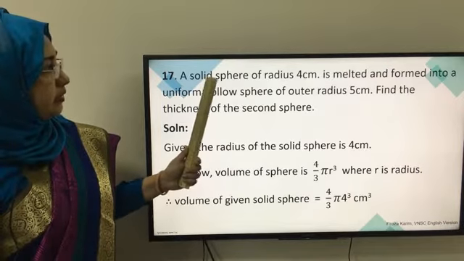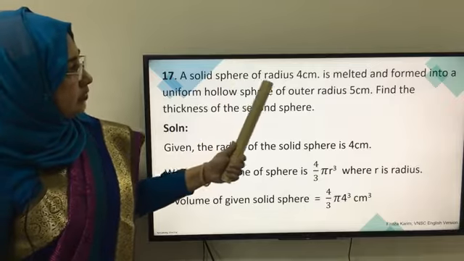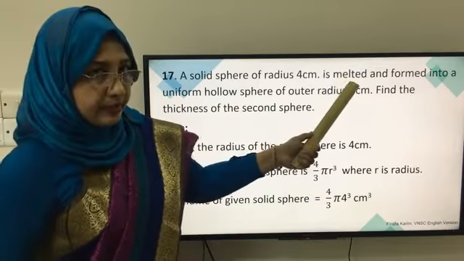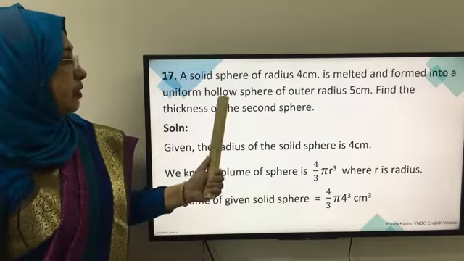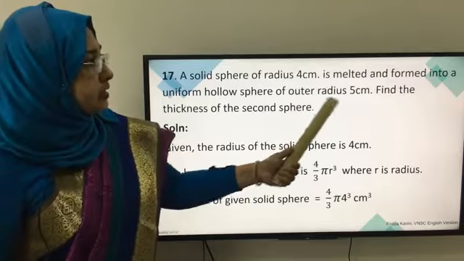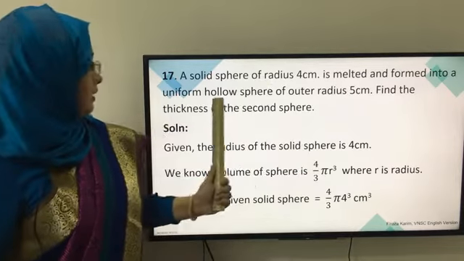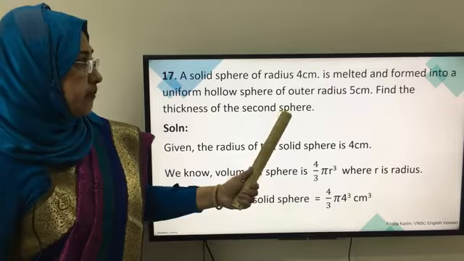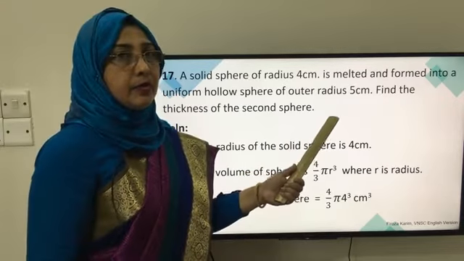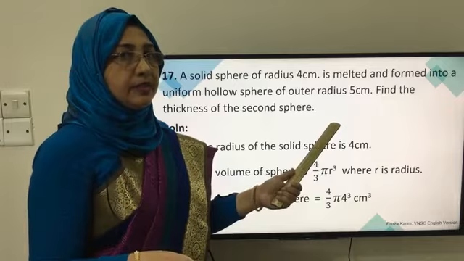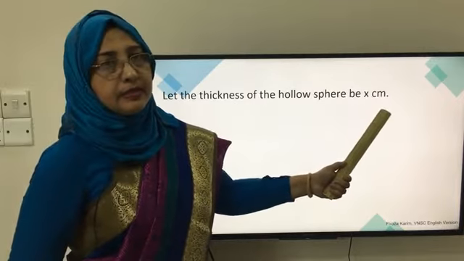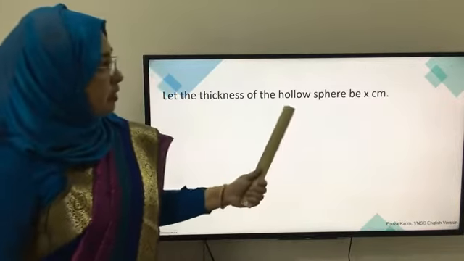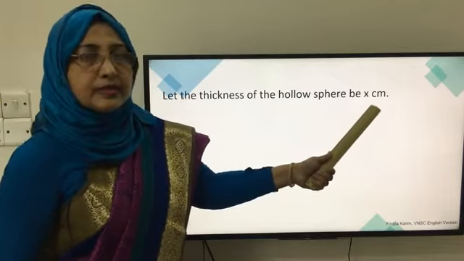Achha. Look at the question again, girls. A solid sphere of radius 4 cm is melted. It will be melted and formed into a uniform hollow sphere of outer radius 5 cm. Find the thickness of the second sphere. Okay, we don't know the inner radius of the hollow sphere, so we have to find the inner radius first. Okay, so let the thickness of the hollow sphere be x centimeter. Hollow sphere thickness we are assuming as x centimeter.